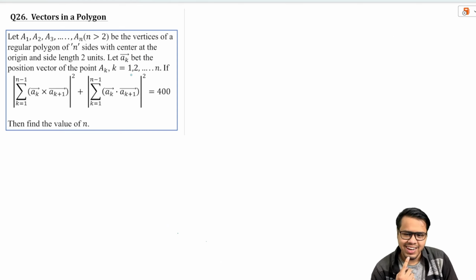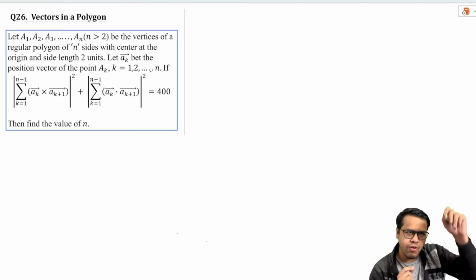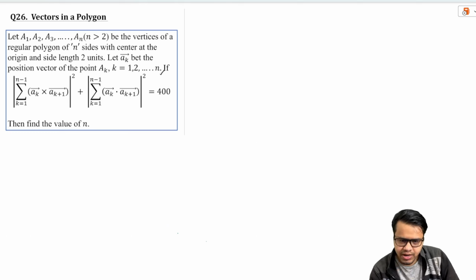So the question says, let a1, a2, a3 up to an be the vertices of a regular polygon. Okay, so we have a regular polygon. We can draw it with center at the origin, and the length is 2 unit. And here ak denotes the position vector of all the vertices. Yeah, so up to this we can draw this.